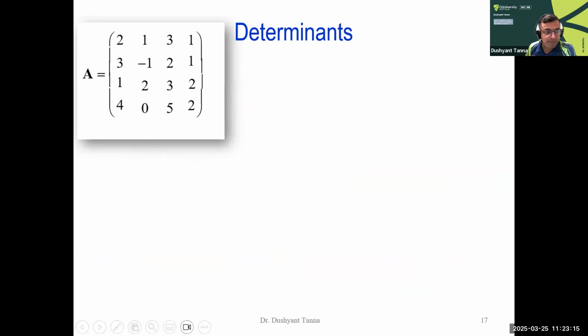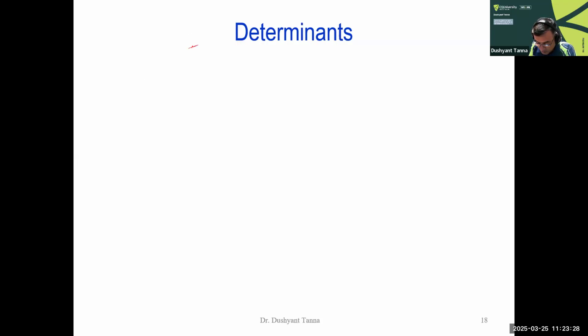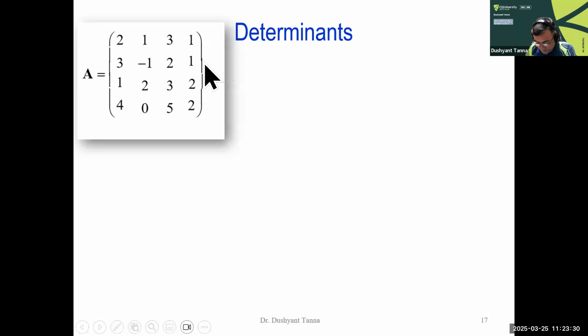So I left some empty slides. If you know, you can play with whatever you like. You can go with the 4th column expansion. So that will be this 1 times the cofactor, and then this one, then 2 and 2. Yeah, play with it.